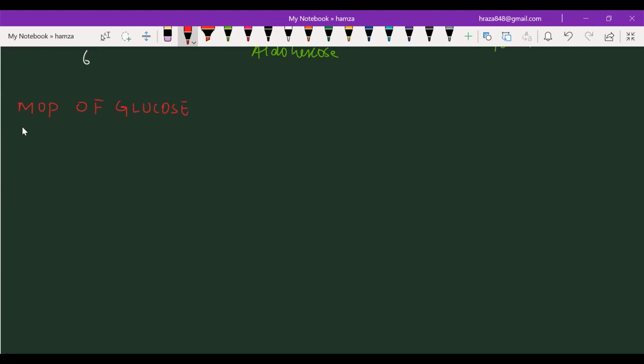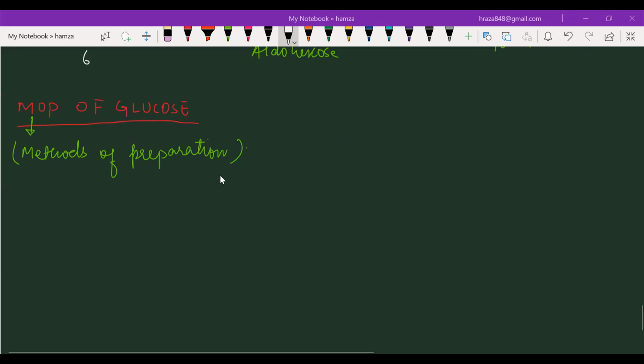What does this MOP mean? I will take this name only for preparation in organic chemistry. Methods of preparation of glucose. Now see, please focus here. It's very important. In the previous class, I have already discussed dextrorotatory and levorotatory. Is everyone aware of that? That is the optical activity part.